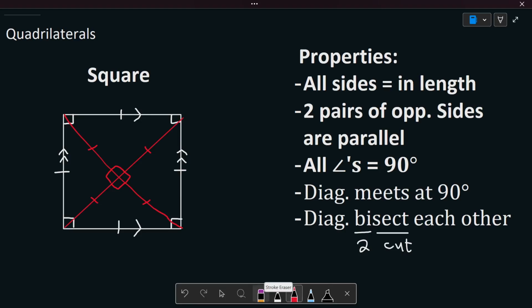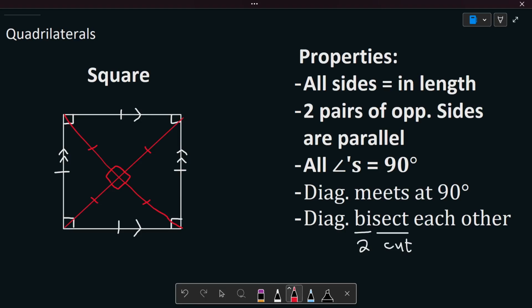So that is all the properties for a square. If you follow this path, first deal with the length of the sides, and then which lines are parallel. Then we deal with the angles, and then we deal with the diagonals. What is going on with the diagonals? That is our steps. This was the square.